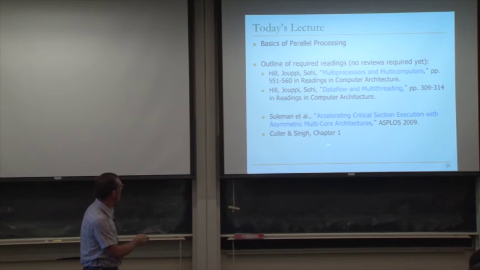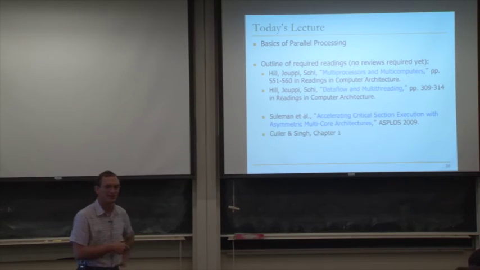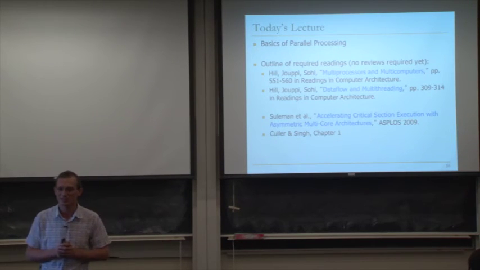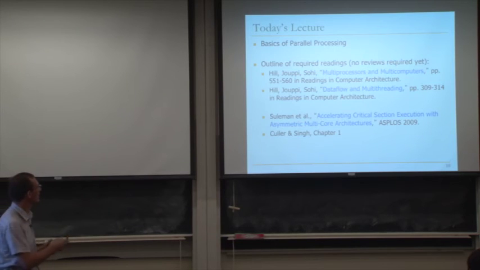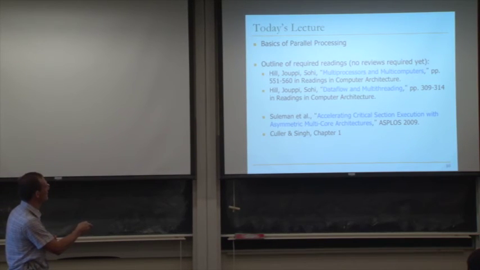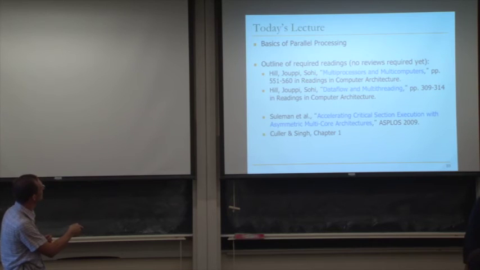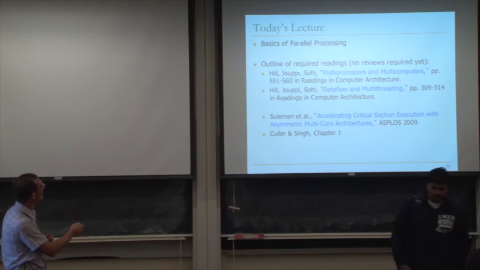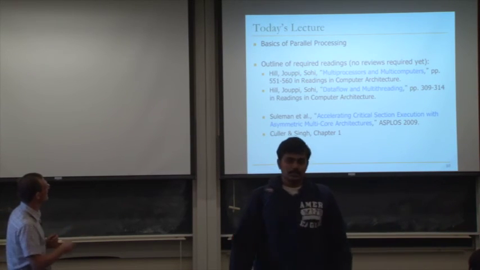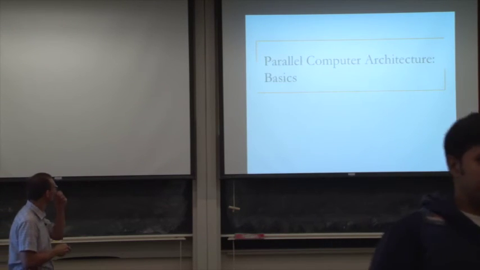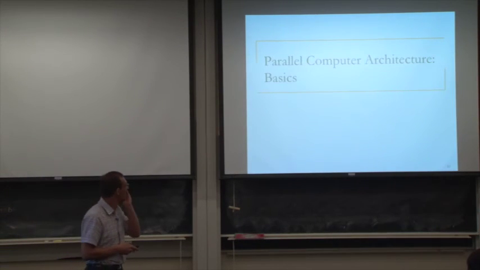And Culler and Singh, chapter 1, is a good reference material. It's a little bit long, but it covers a little bit more than what this short 9 or 10-page document covers. OK, let's start with the basics.